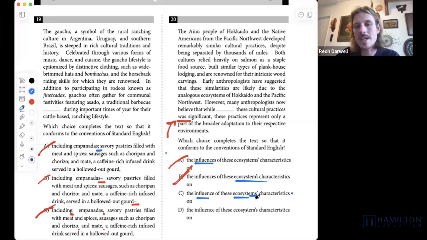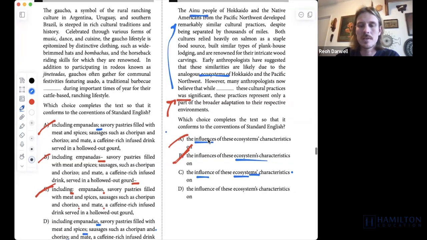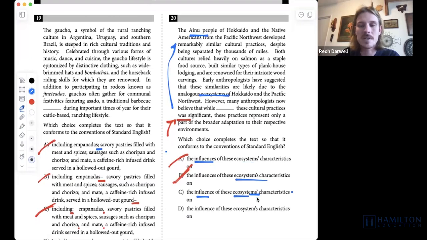Now we're between whether ecosystems is singular and plural. We can see that ecosystems up here is plural. We're talking about more than one ecosystem, the similar ecosystems from the Ainu and Native Americans in the Pacific Northwest. So ecosystems must be plural, which means we can get rid of D, which says ecosystem is singular. This also clarifies that ecosystems must be plural. With that, we arrive at C.